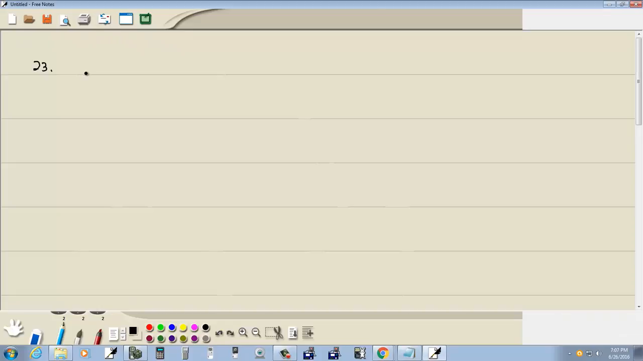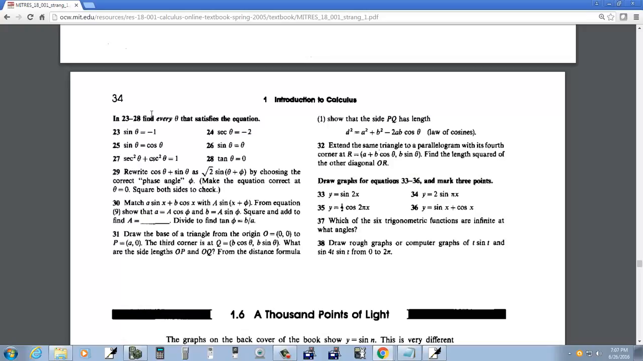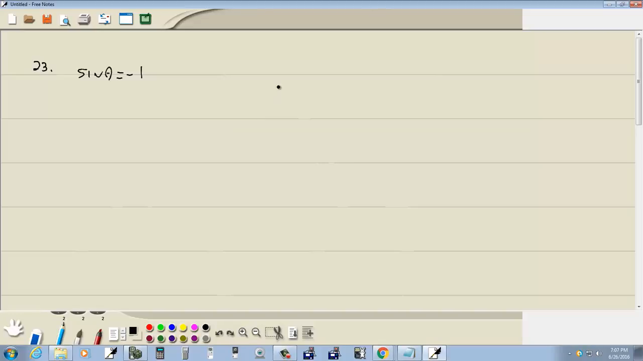We got sine theta is equal to -1. It says find every theta that satisfies the equation. If we look on our unit circle, you have to think sine is your y. And we're wondering where sine is equal to -1. And this point right here is 0, -1. So theta is equal to 3 pi over 2. So that's what this angle is, 3 pi over 2.